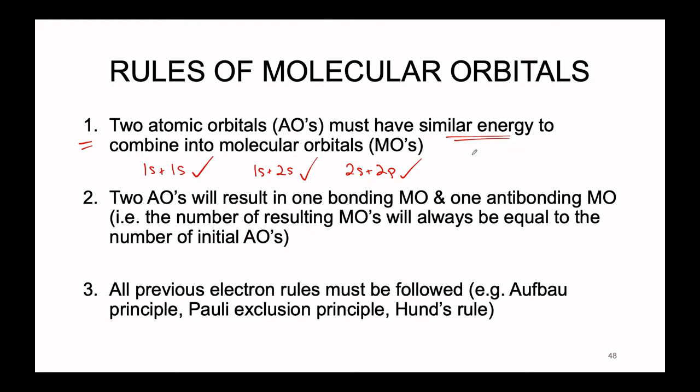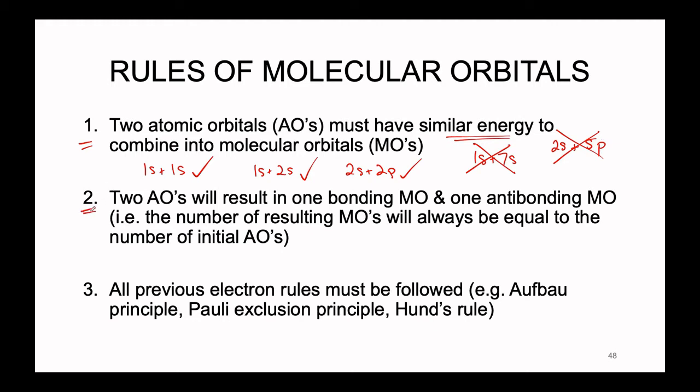However, we would not be able to combine something like a 1s and a 7s. These two orbitals are far too different in energy, right? The quantum number n equaling 1 versus 7 in the other is pretty different. Another example would be that of, let's say, the 2s and like the 5p. Again, far too different in shape, far too different in energy level. These would not be able to combine. So we have to make sure that our orbitals are similar in energy, which means that the electrons inside are also similar in energy.